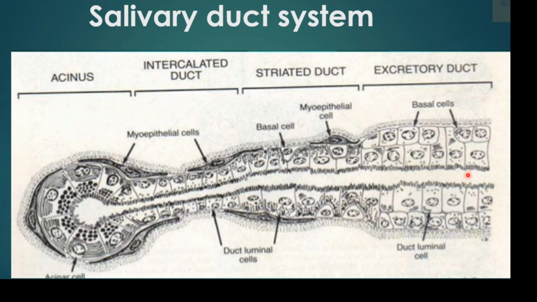When these excretory ducts reach the oral cavity and empty their secretion into the oral cavity, their epithelium becomes stratified squamous non-keratinized. In case of the parotid gland, the duct is called Stenson's duct, and in case of the submandibular gland, the duct is called Wharton's duct. So this is the ductal system: the acini, the intercalated duct, the striated duct, the excretory duct, which then leads into the oral cavity.